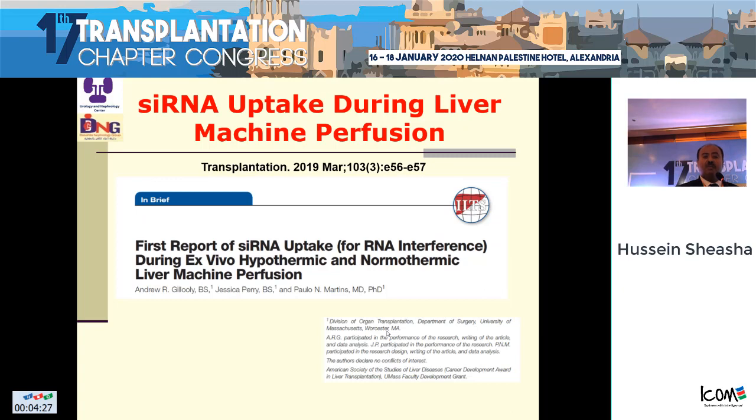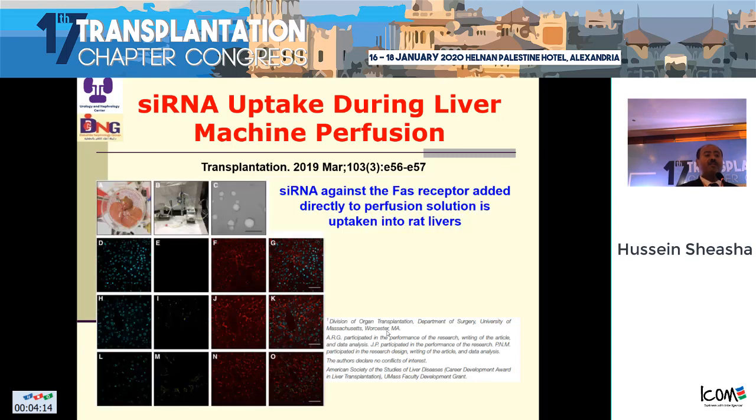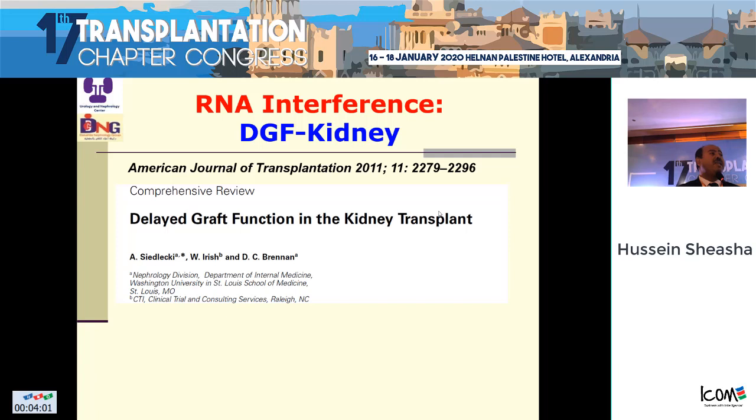And last year, this is the first report of siRNA using RNA interference therapeutics for ex vivo hypothermic and normothermic liver machine perfusion. And here, after cannulating the hepatic vein and injecting this siRNA, in this way we can stop the Fas ligand pathway and reduce apoptosis, and this may improve the liver transplant and reduce delayed graft function.